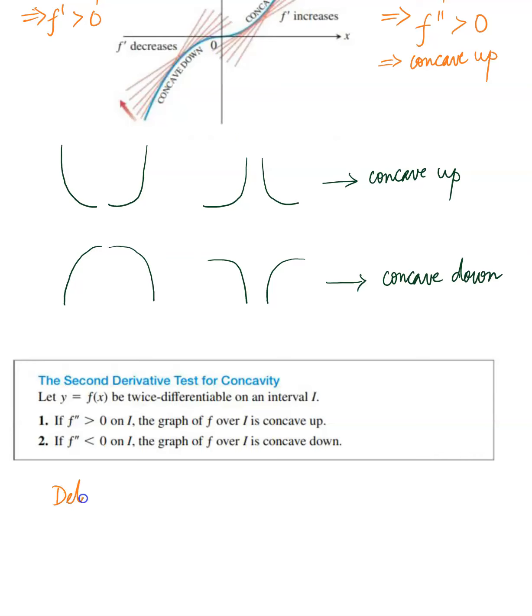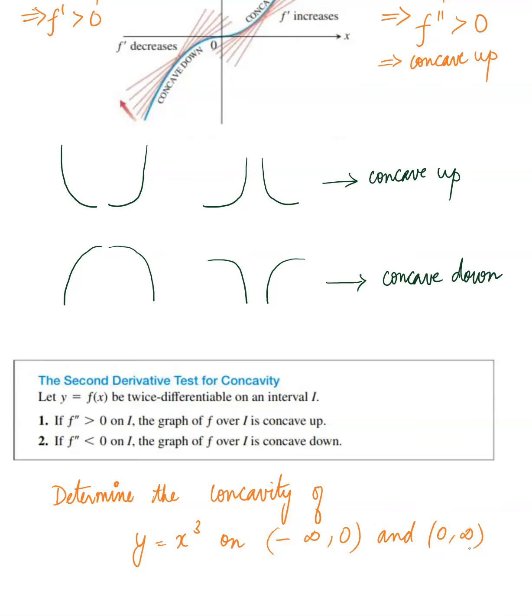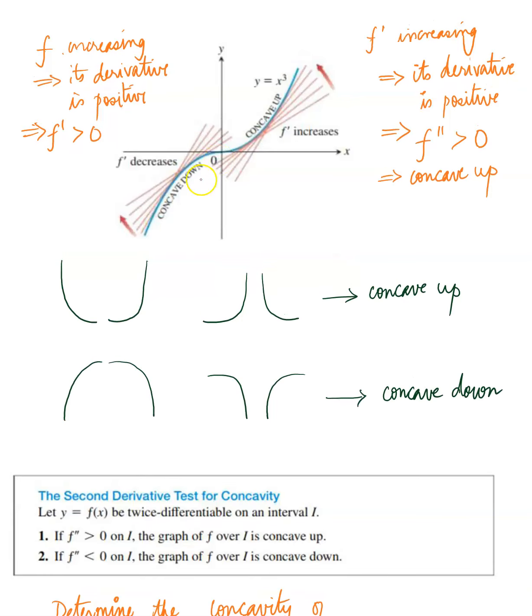So it says determine the concavity of y equals x cubed on negative infinity to 0 and 0 to infinity. Now we kind of gave away the answer to this, right? Negative infinity to 0 is concave down from the picture, and 0 to infinity is concave up.